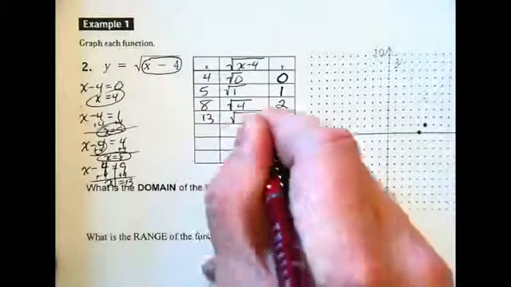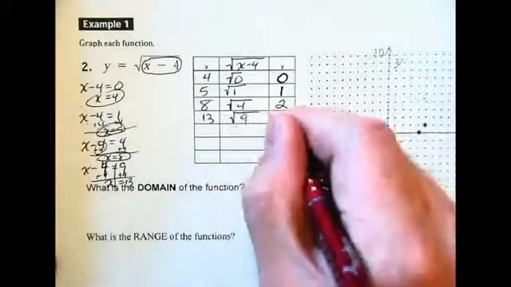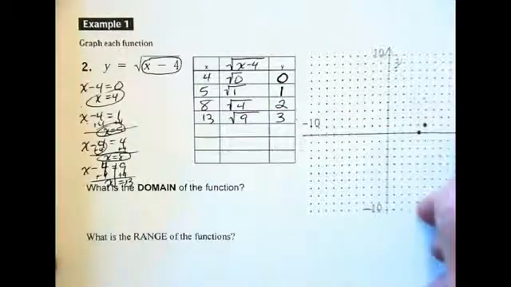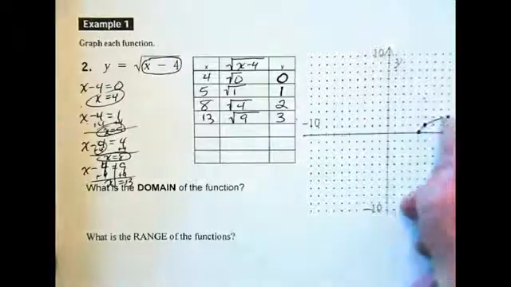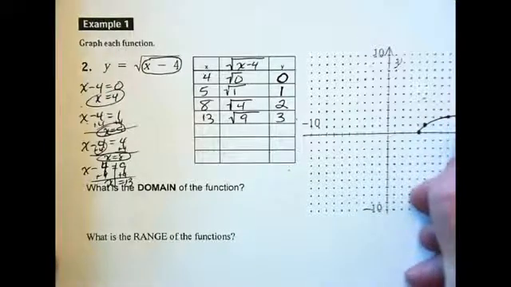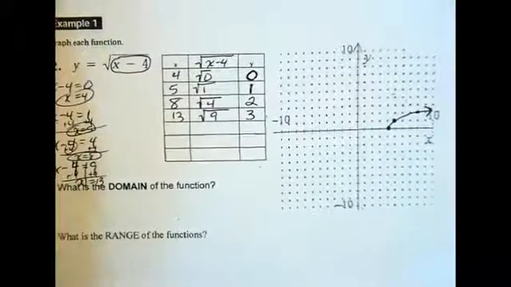Is that going to fit on our graph? No. So we have 8, 2, which is right here, and then the other one doesn't fit, so we get that, and an arrow on that end. Thank you. There we go.